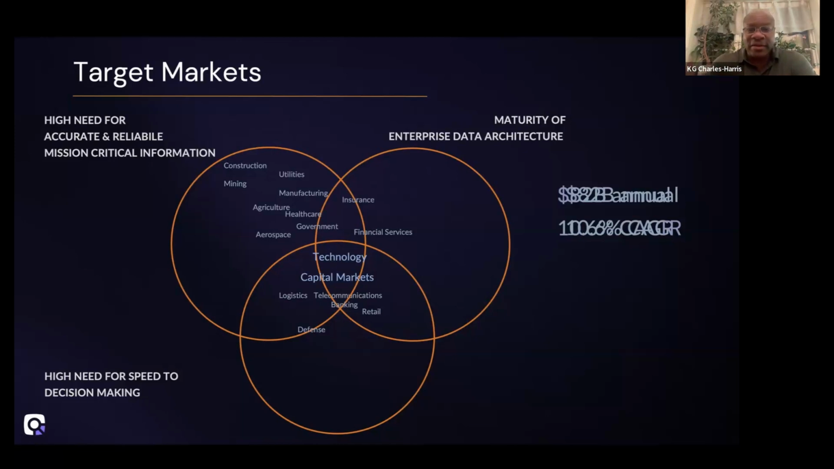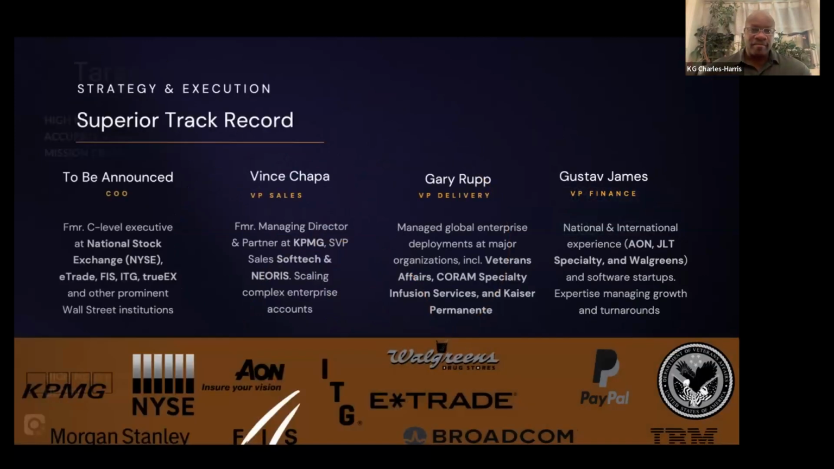You need reliability, and in order to really see the value from this, you need a mature enterprise data architecture. What is supposed to say here, but it looks like it's messed up for some reason in PowerPoint, is that it's an 82 billion annual market between these two markets, growing at 10.6% compound annual growth rate. And then all this technology is fantastic, but ultimately it's about execution.